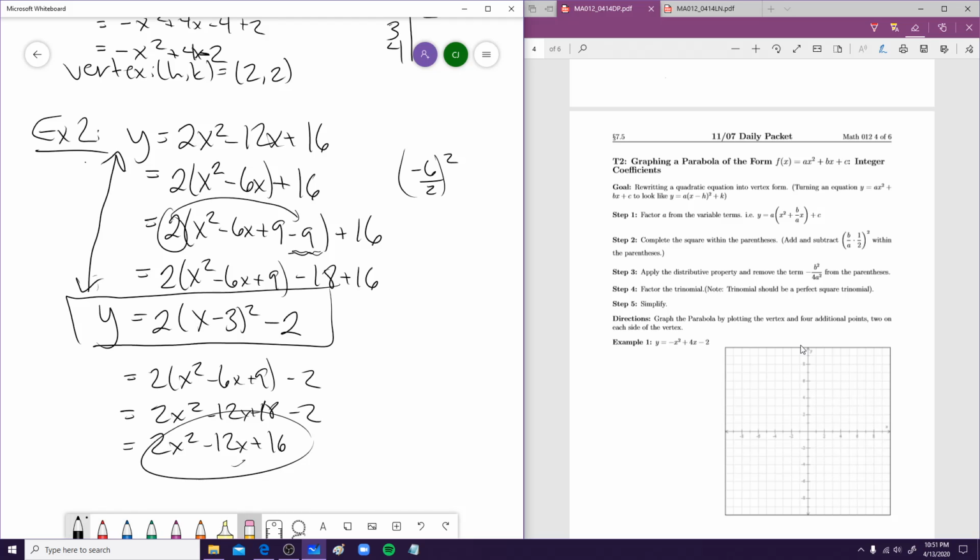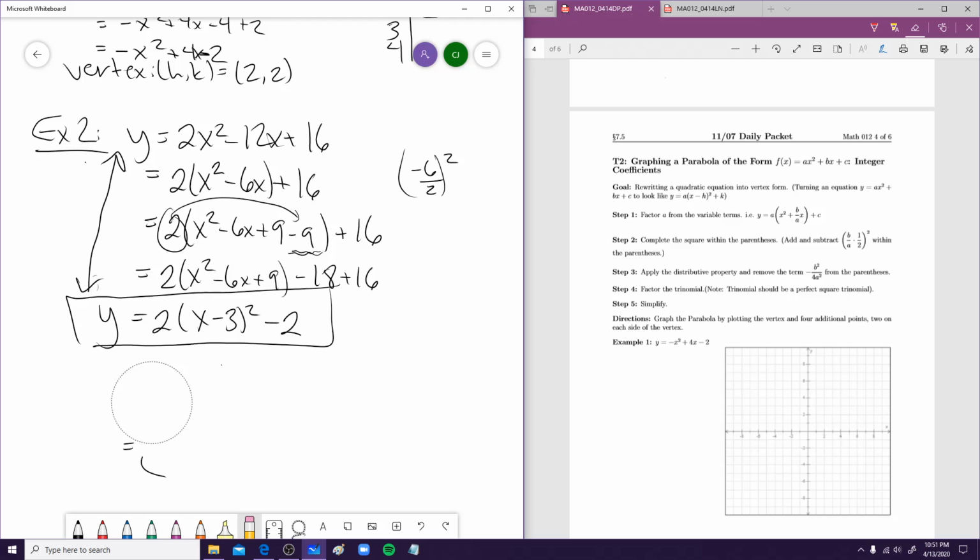Again, I'm not going to graph, but I will talk about it. So now what is the vertex? The vertex is h, k. h, k is 3, negative 2. Now that we know our vertex, we can pick our x's to find our y's. Remember the vertex is always in the middle, so this is 3, negative 2. And how do we find the other 4 values we need to pick? We're going to pick 2 that are less and 2 that are greater than x. So this is 1, 2, and then 4, 5.